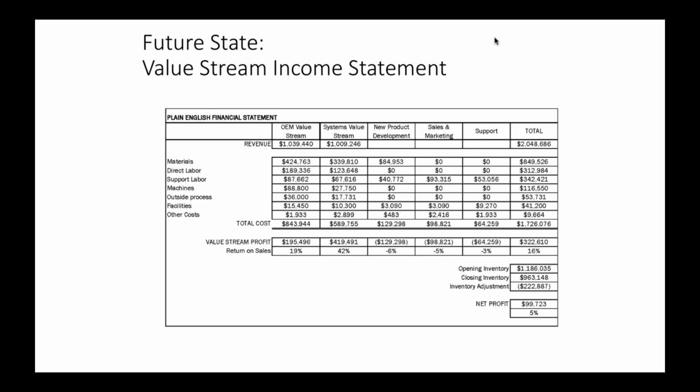2,048,686. Now what you see in the cost section are the actual costs incurred for the period. And they're broken up by the value streams. We have 2 value streams here: OEM and systems. Then we have new product development, sales and marketing, and support. In this situation with the value stream income statement, we are showing the actual costs.